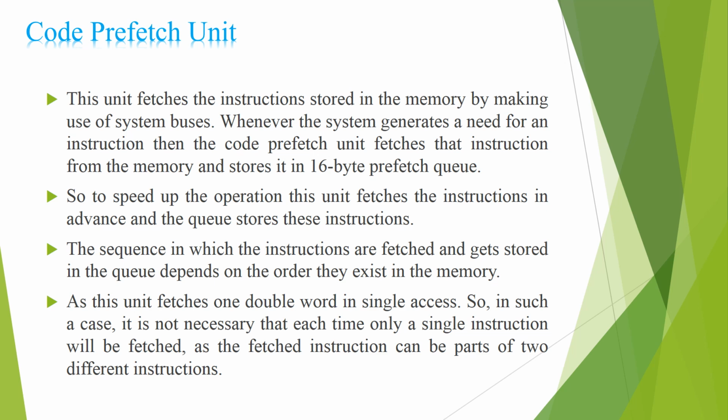This unit fetches one double word in a single access. So in such a case, it is not necessary that each time only a single instruction will be fetched, right? As the fetched data can be a part of two different instructions because it fetches one double word in a single access.